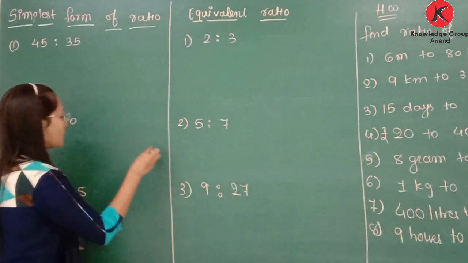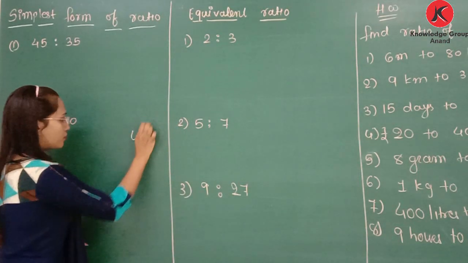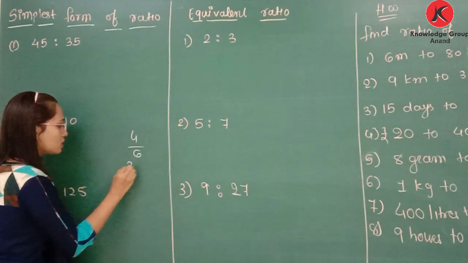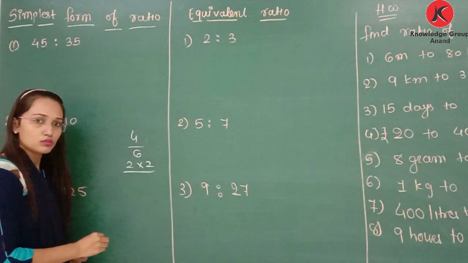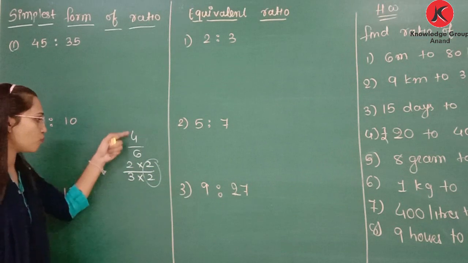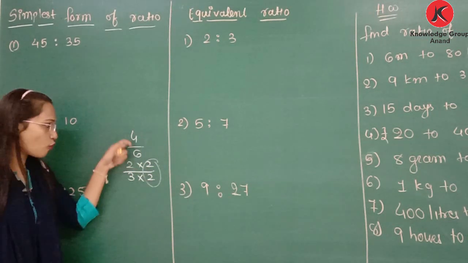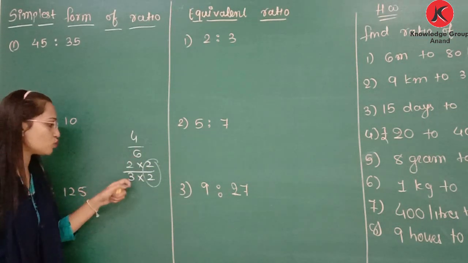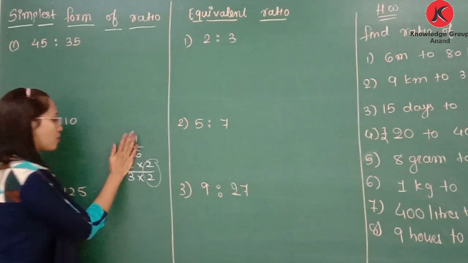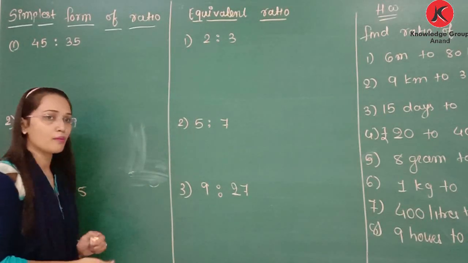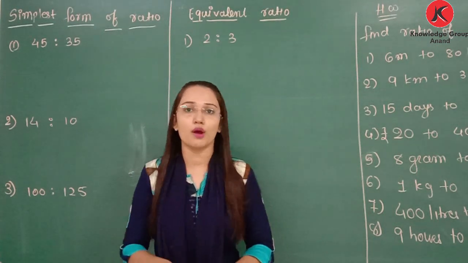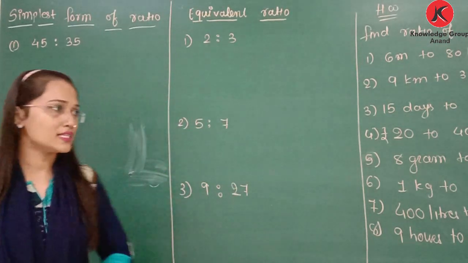Let's take an example. If we consider 4 by 6, this is not the simplest form. Why? Because there is a common factor of 2. 4 is 2 times 2 and 6 is 2 times 3. So the common factor between both of them is 2. So 4 by 6 is not the simplest form. Here 2 by 3 will be the simplest form of 4 by 6. As we perform the method of finding the simplest form of a given fraction, we will apply the same method to find the simplest form of ratios. Okay, so let's take some examples.